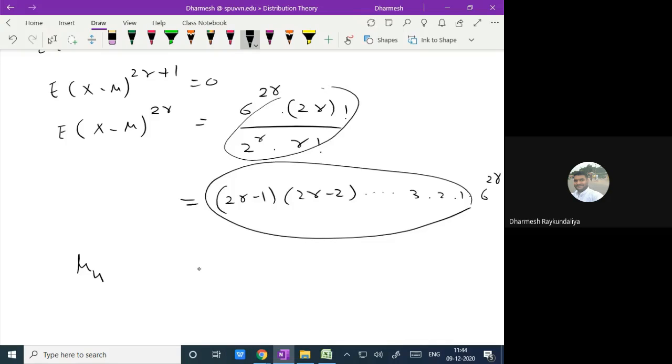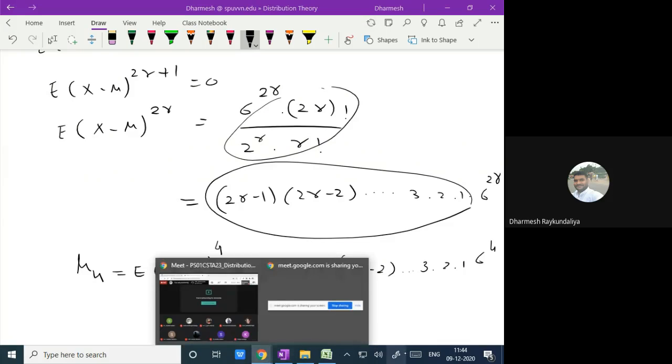This is nothing but, how will you find out mu 4? Mu 4 is nothing but the expectation of (x minus mu) raised to 4. When I'm writing 4 here, that means I'm taking r equal to 2. That is 4 minus 1 factorial into 4 minus 2 factorial, likewise 3, 2, 1, sigma raised to 4. So what will you get?